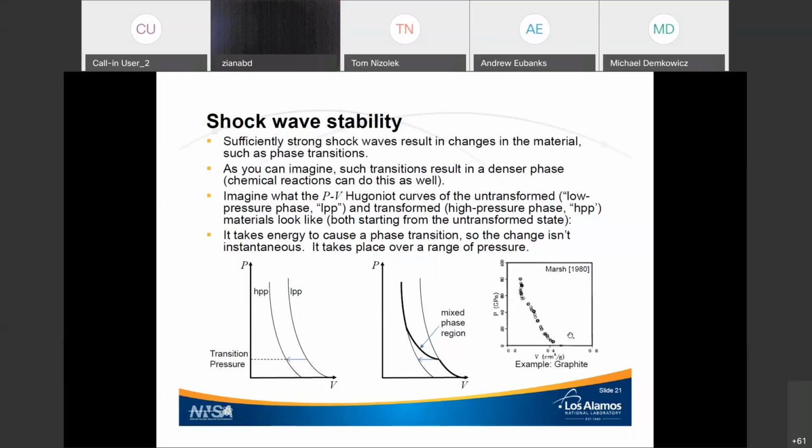Here's an example. This is graphite. You can imagine what we're doing here. We're compressing the graphite, and then we go to something here that's got a density close to 4. That's diamond. You're creating diamond with the graphite by shocking the graphite and driving it into its high pressure phase.